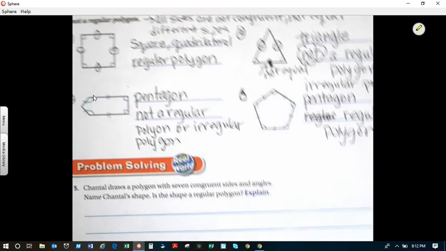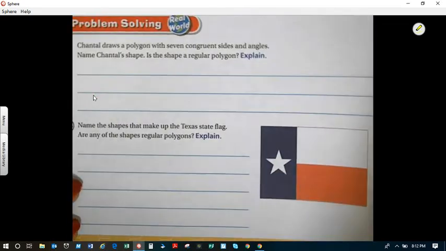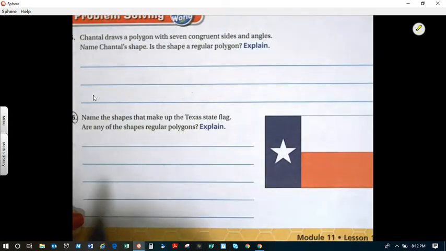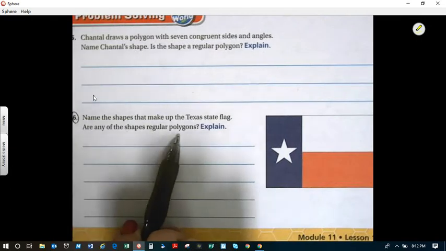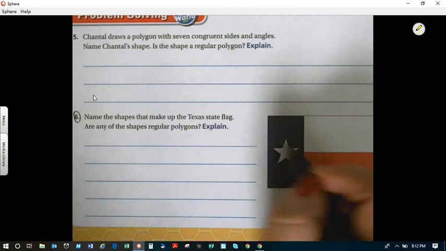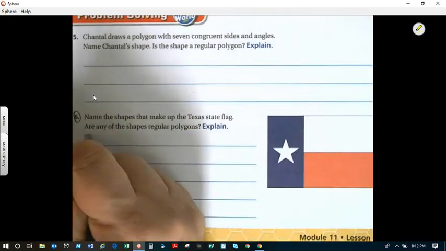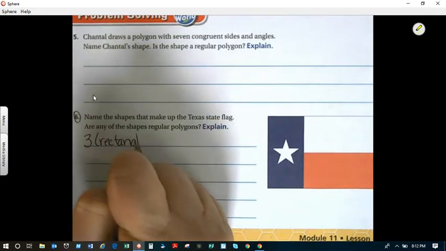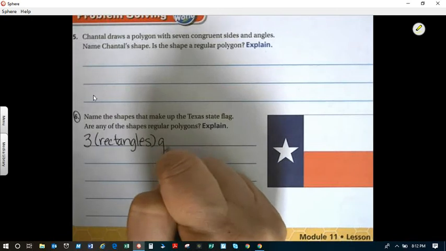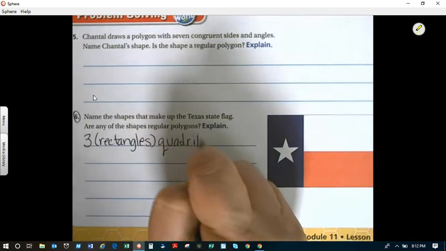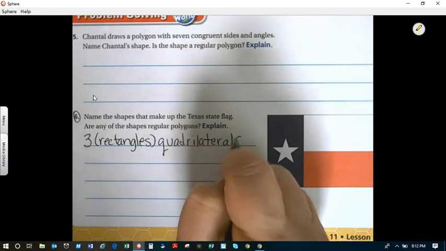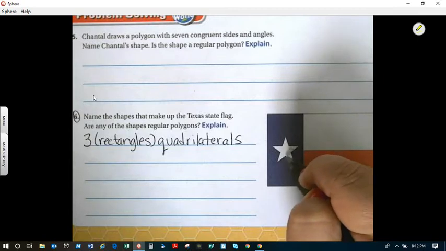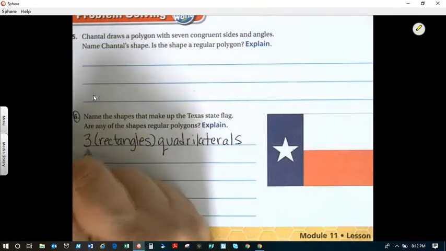All right, let's look at number 6 is what we were working on. We're looking at our Lone Star flag, our Texas flag. Name the shapes that make up the Texas flag. Are any of the shapes regular polygons? So I have 3 quadrilaterals. These are 3 rectangles. So I'm going to write 3. I can put rectangles, or I can write quadrilaterals. And I have, what is this one? 1, 2, 3, 4, 5, 6, 7, 8, 9, and 10. I have 1 decagon.